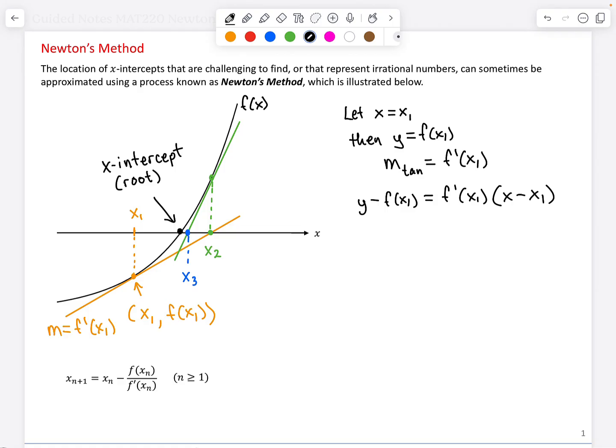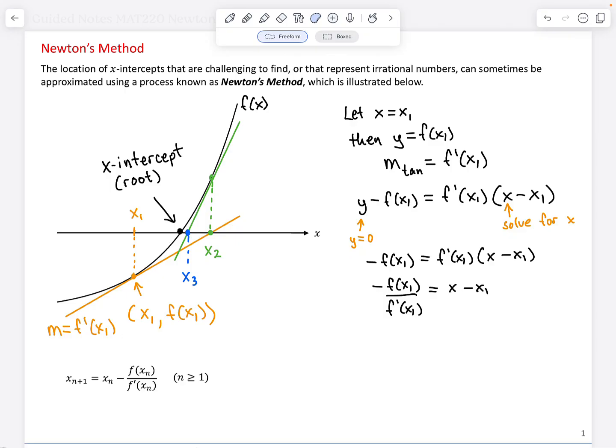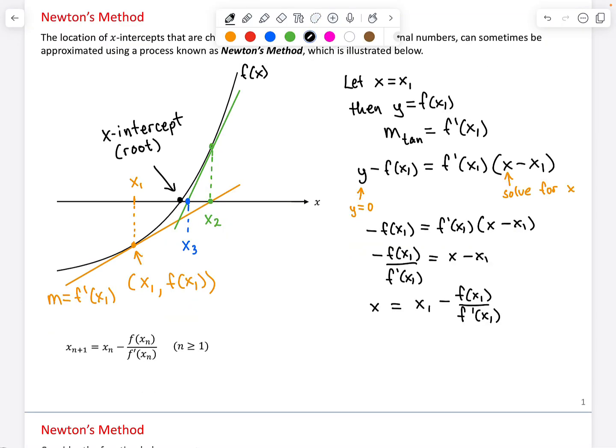Now what we want to do is find the x-intercept of the orange line and call that x-intercept x sub 2, which means we want the y-coordinate to be 0, and then we're going to solve for x. So change y to 0 gives us this result. Now I'm going to divide both sides by f prime of x sub 1, assuming it's not 0. And then I'm going to add x1 to both sides, giving us x equals x1 minus f of x1 over f prime of x1. And this x that we just found would be our x sub 2.